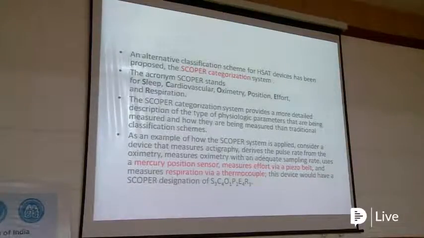An alternative classification scheme for home sleep apnea test devices has been proposed, the SCOPER categorization. SCOPER stands for sleep, cardiovascular, oximetry, position, effort and respiration, and this categorization system provides a more detailed description of the type of physiological parameters that are being measured and how they are being measured than the traditional classification scheme.